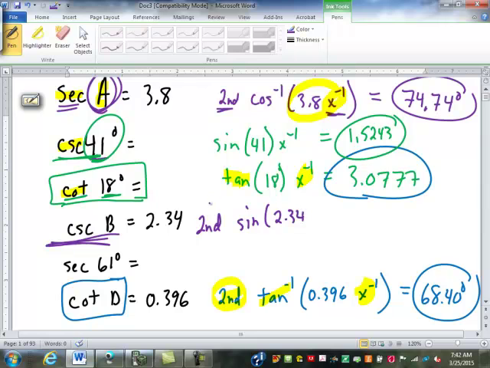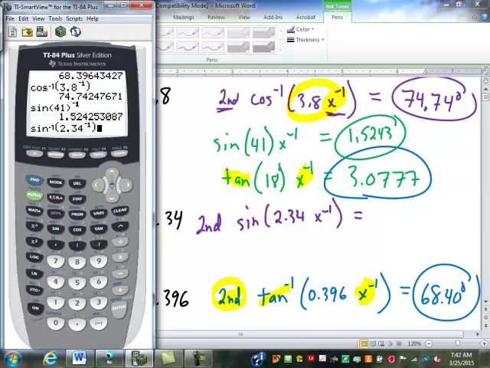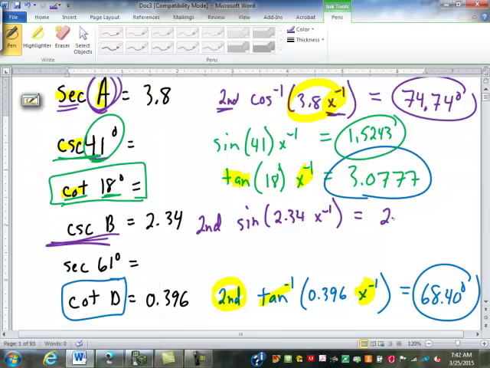2.34. And since we use the second key, that means the x negative 1 goes on the inside. Inside. Very good. So second sine 2.34, x negative 1, close. 25.30 degrees.